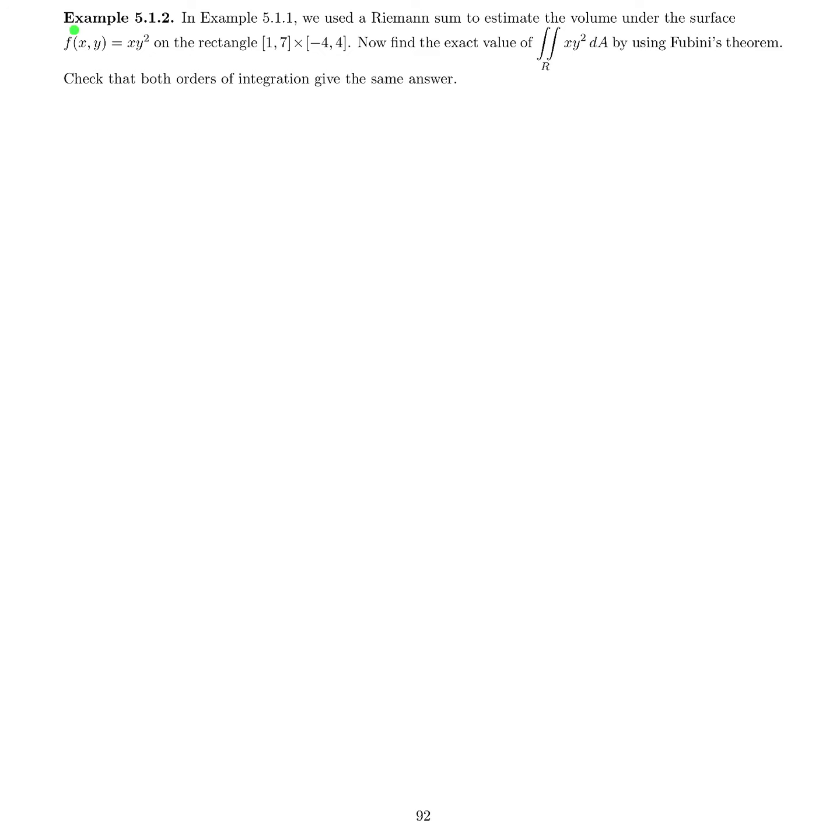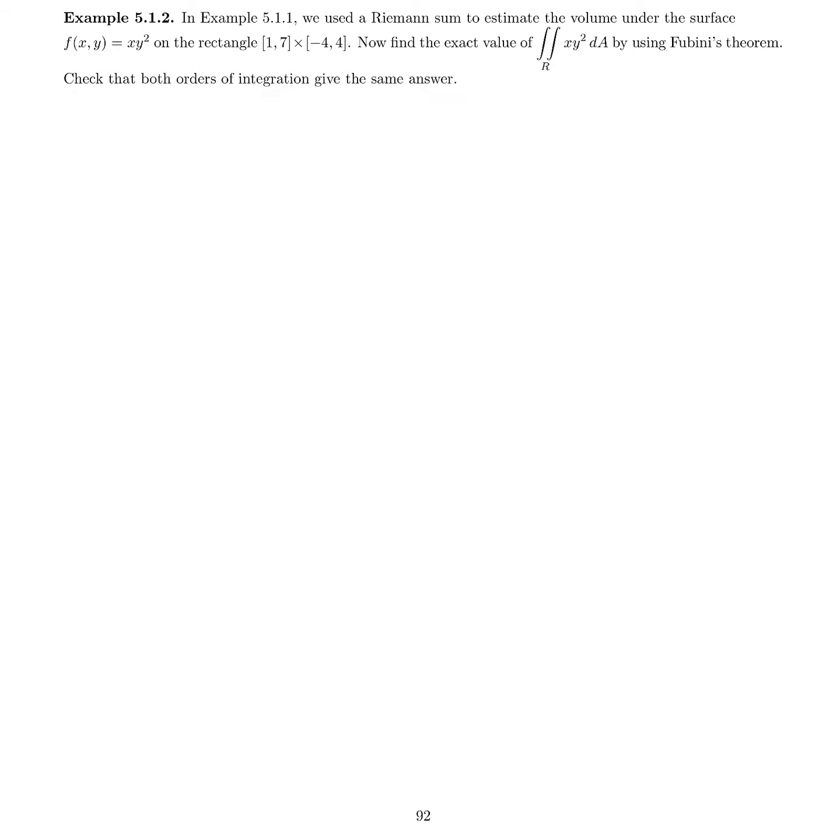In this video, we're going to do example 5.1.2, where we're going to compare to an answer that we got in a previous example, 5.1.1, where we used a Riemann sum to estimate the volume under the surface f of x, y equals x y squared on the rectangle [1, 7] times [-4, 4]. We're now going to find the exact value of this double integral by using Fubini's theorem. And we're going to check that both orders of integration give the same answer.